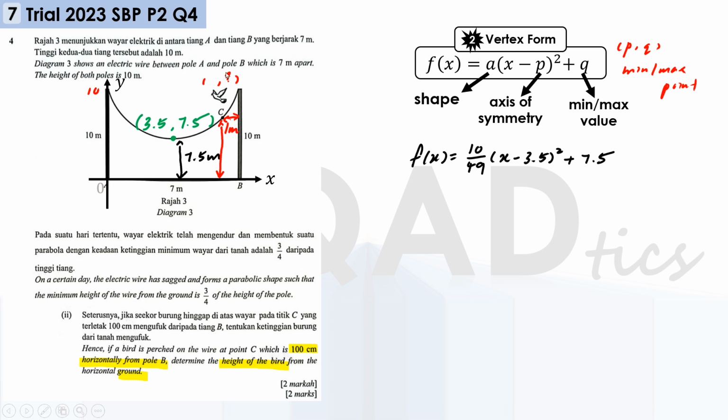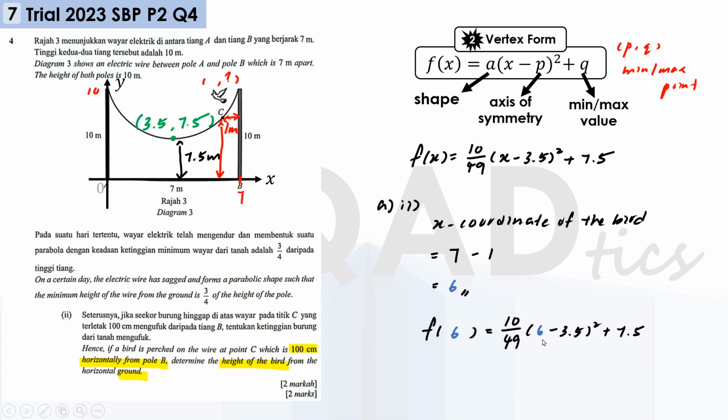So to find this value, we can start by finding the x coordinate. At pole B, the x coordinate is 7, because it's 7 meters away from pole A. Just now it also said that point C is 1 meter away. So the x coordinate of point C, or the bird, is just 7 minus 1, which is 6. Now with the value of 6, I can plug it back into this function, and I will find the distance, or the y coordinate, which is 8.78 meters.